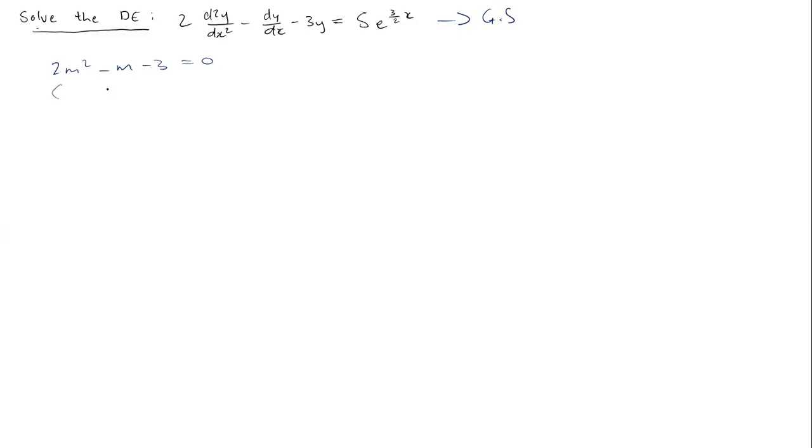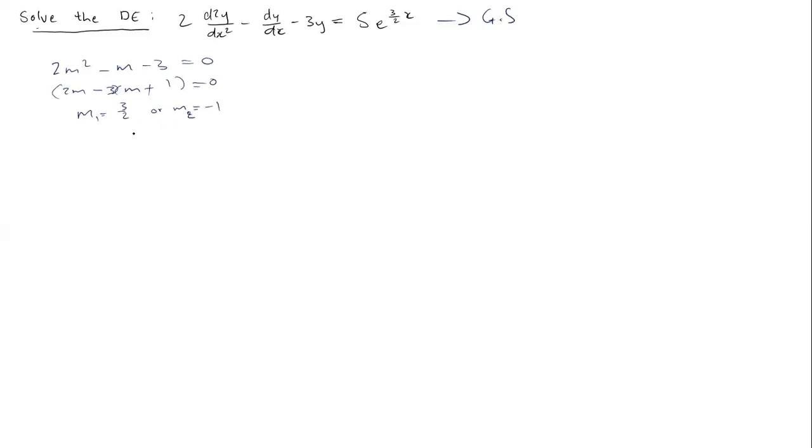But firstly, let us determine the nature of the roots by factorizing this. Here we're going to have 2m and m, and then here we're going to have 3 and 1, one negative and one positive. So m here is 3 over 2, and then m there is negative 1. So we have two distinct roots, m1 and m2.